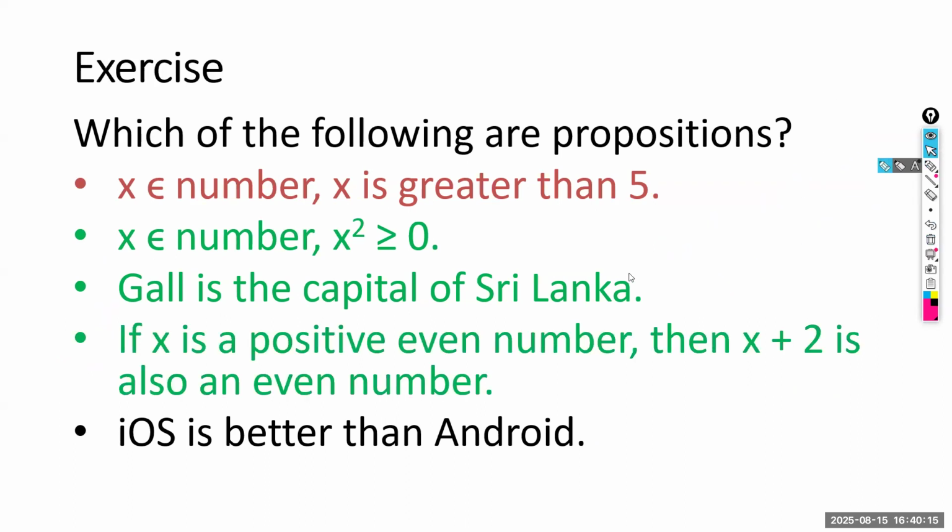iOS is better than Android. So that is opinion. That is opinion because it depends on the way you like it. Someone will say, I prefer Android because it has so many apps, easy to install software. There are plenty of apps supporting Android. Another person might say iOS is faster, more reliable. Yes, it's your opinion. It depends on your usage. It's not a proposition.